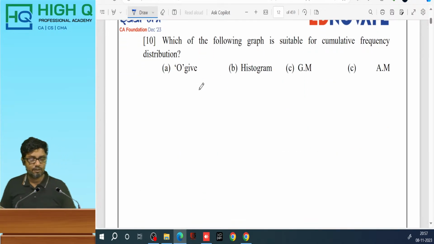Now, which of the following graphs is suitable for a cumulative frequency diagram? Wow, fantastic. I want you to give me the answer. This one I covered in the lecture. Almost all questions were covered in the lecture only. Now you give me the answer for this. Yes, Chota Bhim. Others. Yes, Anisha Fatima. Yes, Akhilesh. Yes, Madhu. Yes, Vaishnavi. Very good.